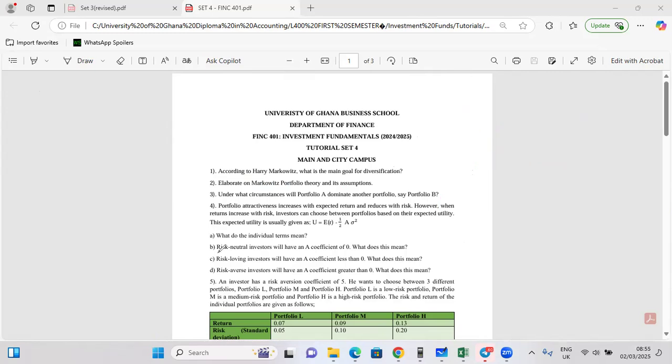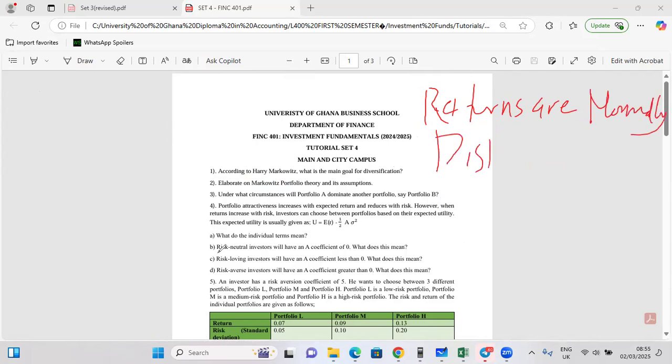The third assumption is that returns are normally distributed.